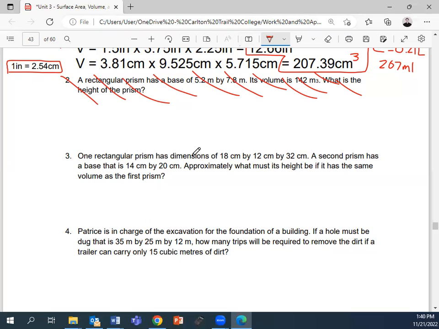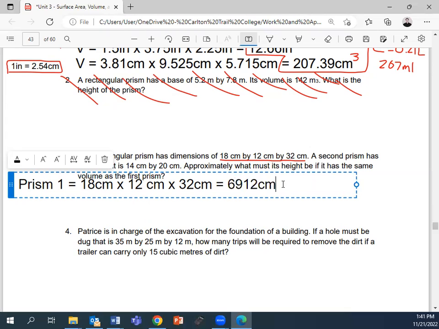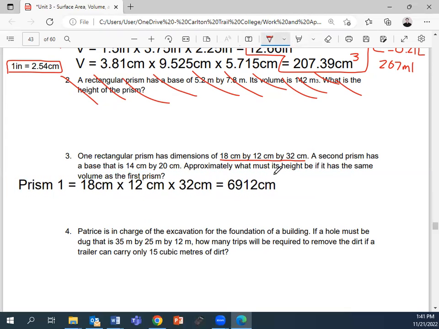So what I know is I have 2 prisms. I know the dimensions of 1. So I'm just going to quickly calculate that out. Prism 1 is 18 centimeters times 12 centimeters times 32 centimeters. So 18 times 12 times 32 is 6,912 centimeters cubed. So that's the first prism. That's the volume of it, right?